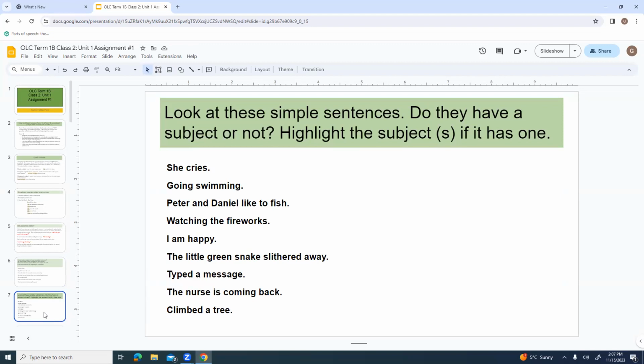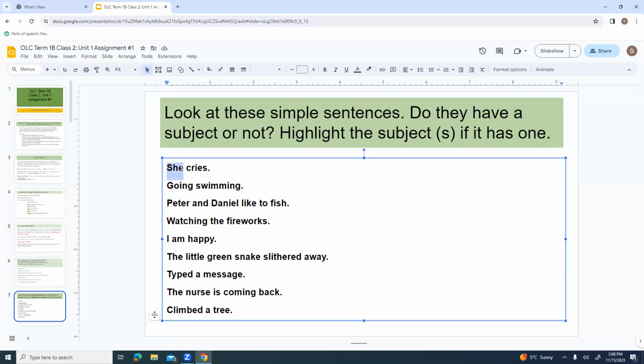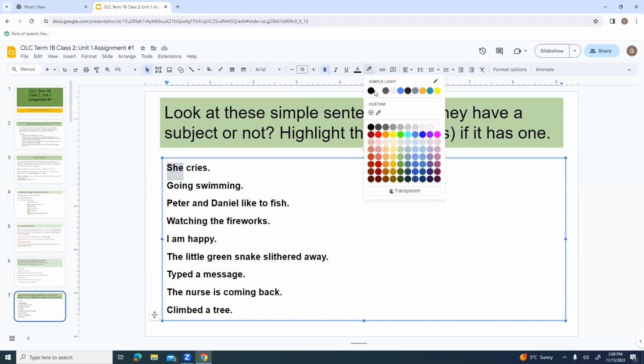Okay, so here we have some other simple sentences. There are other types of sentences in English, right? This is just, we're doing the very starting point here, okay? Do these sentences have a subject? If it does, let's highlight the subject. So, she cries. Who or what is crying? Well, the moment you ask the question, it becomes kind of obvious, right? She is crying.